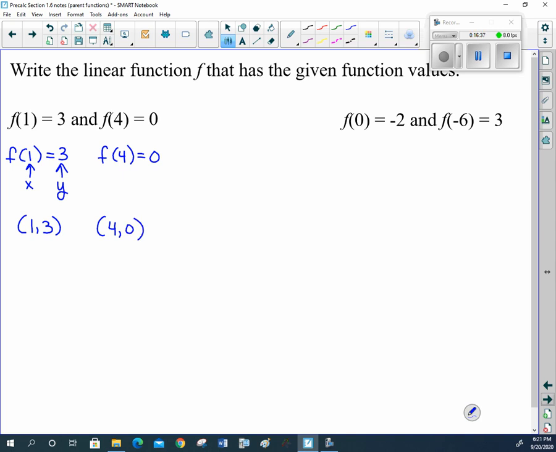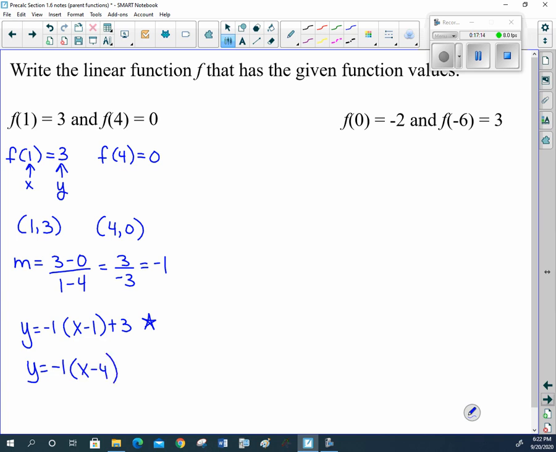So if I'm going to write an equation for that line, I need a slope. So I'll start with my slope formula. So 3 subtract 0 over 1 subtract 4 ends up with 3 over -3. So my slope is -1. And then I'm going to pick a point, and I'm just going to do my HK value for that point and write my equation. So y equals, my slope is -1. X minus 1 plus 3 is an okay answer. Or if I picked the other point, I could say -1 x minus 4, like that. And that's an okay answer.